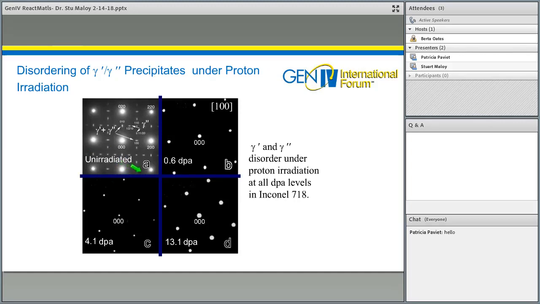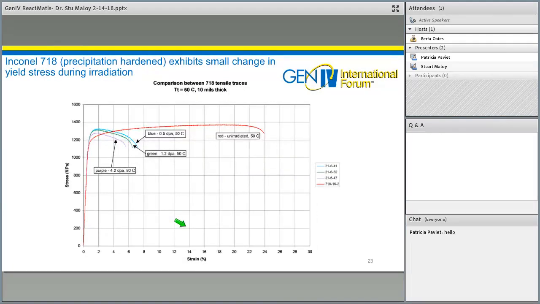But after only 0.6 dpa, all of these gamma prime and gamma double prime precipitates, when irradiated at low temperature, go into solution, and with increasing dose, they stay disordered all the way out to 13.1 dpa. If you look at the plot of how that affects the yield stress or the stress-strain curve, it's a bit different than what we saw in the austenitic 316L stainless steel.